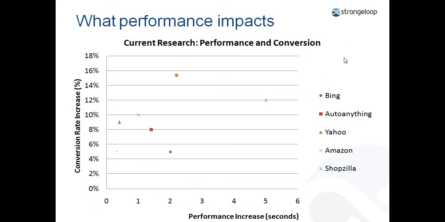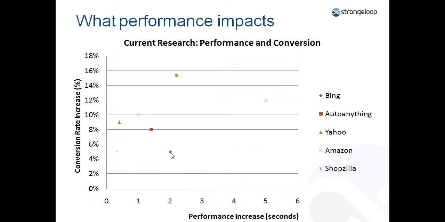So here's an interesting graph that we've started to put together based on all of the available public research, the conversion rate increase based on how much performance they got. So we know the difference, for example, between PetSmart and Petco is 2, 3, 4 seconds. 3-second performance differences are starting to line up.